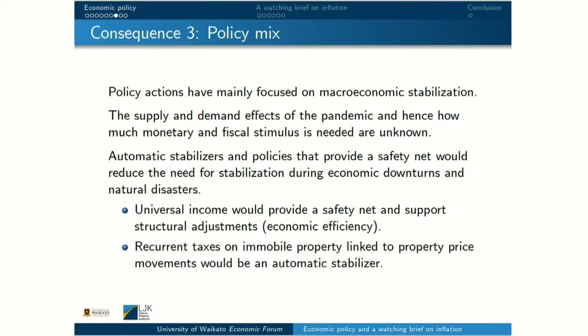Greater reliance on automatic stabilizers, or policies that provide a safety net, would reduce the need for stabilization during economic downturns or natural disasters, which New Zealand regularly experiences. One such example is universal income. Universal income will provide a safety net, but it would also support structural adjustment and so increase the efficiency of the economy.